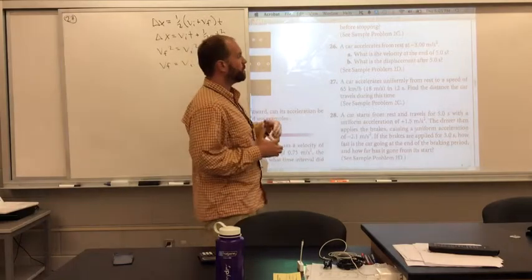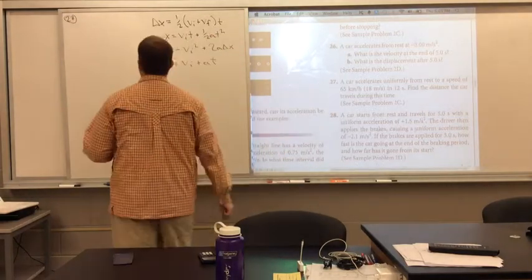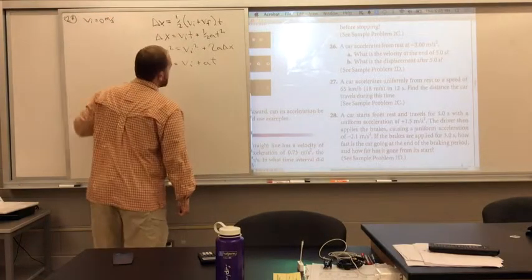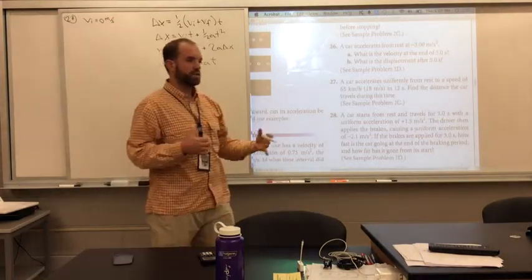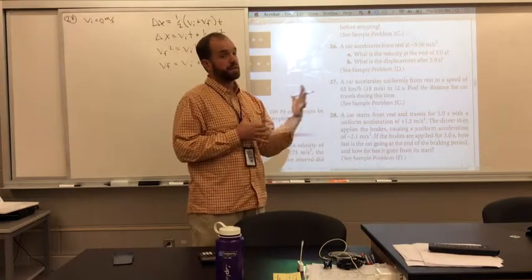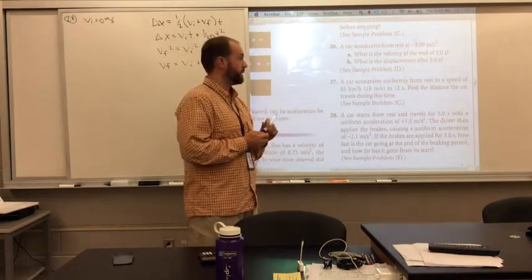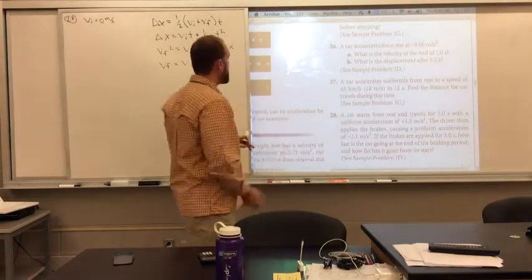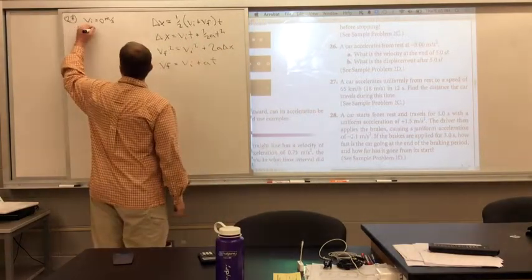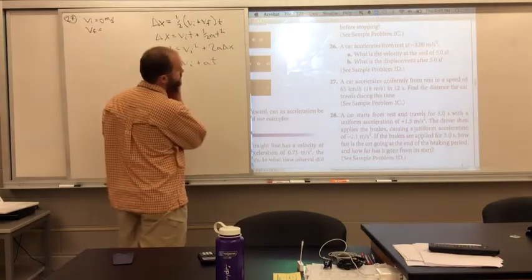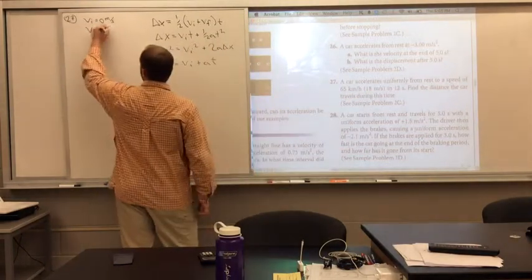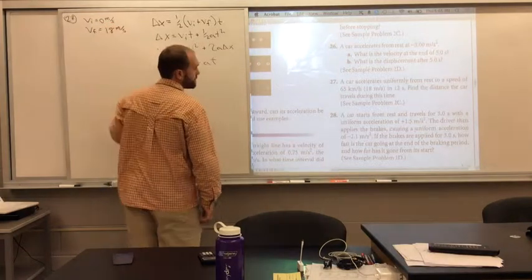Car accelerates uniformly from rest, so the car's initial velocity is 0. Uniformly means the acceleration doesn't change, stays the same, which is good. If the acceleration changes, our equations don't work anymore. To a speed of 65 kilometers per hour. So it's final velocity. I'm not going to do it in kilometers per hour. I'm going to do it in meters per second. Give it to me here. 18 meters per second. That's its final velocity.